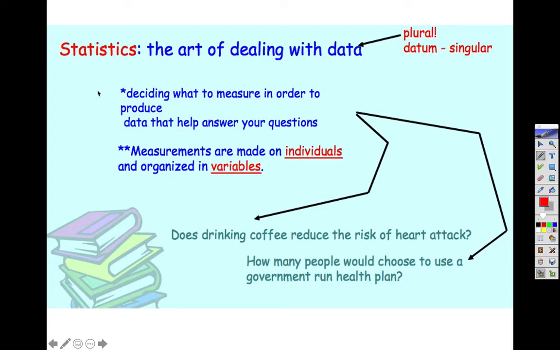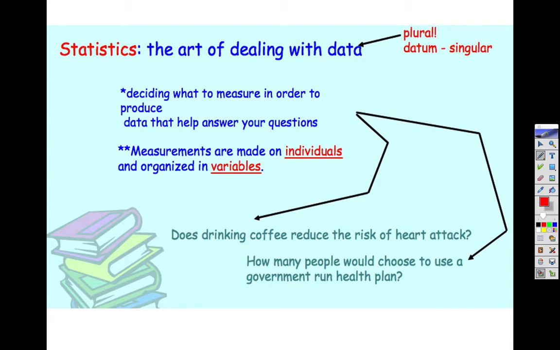And this first chapter is looking at the right data. So 2 important vocab words. Measurements are made on individuals organized into variables. A variable is where you are going to run your statistics. So when people see the word individuals, they typically think that means people. In statistics, it does not mean only people. It means whatever you are interested in.